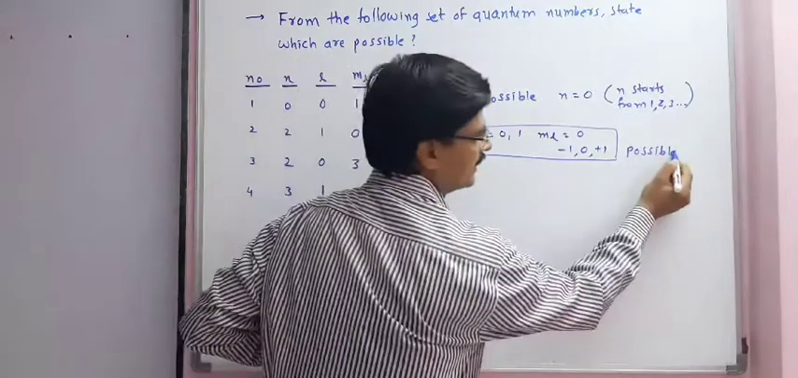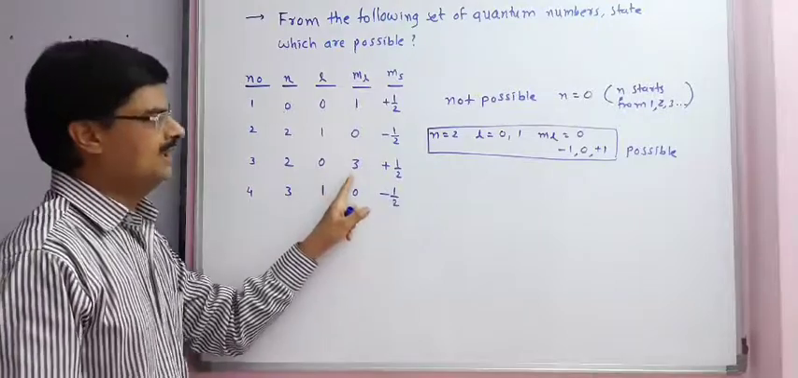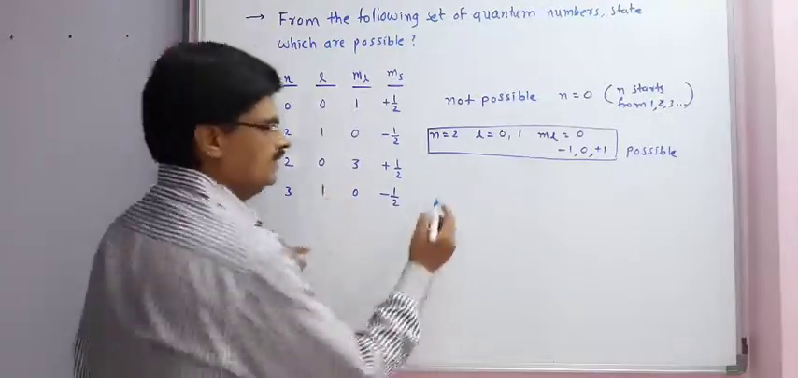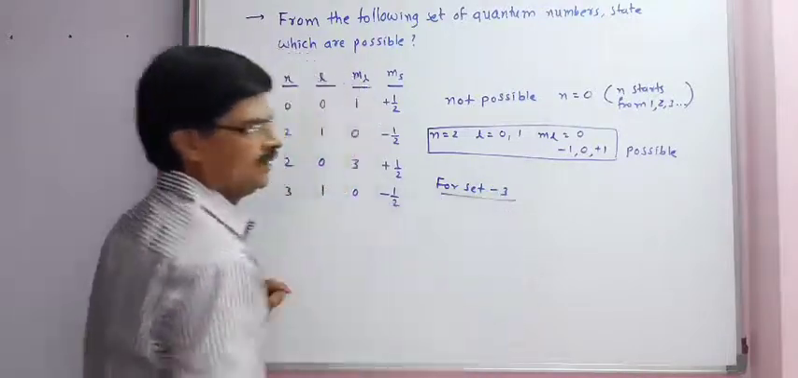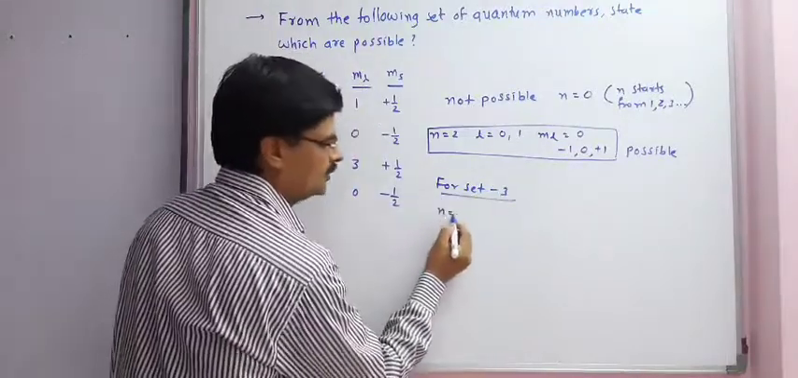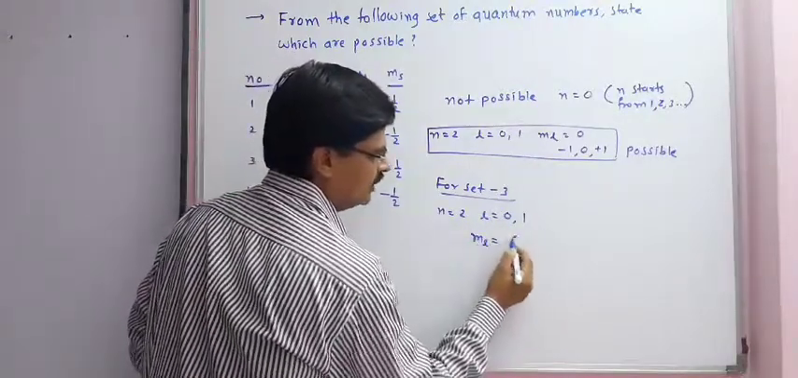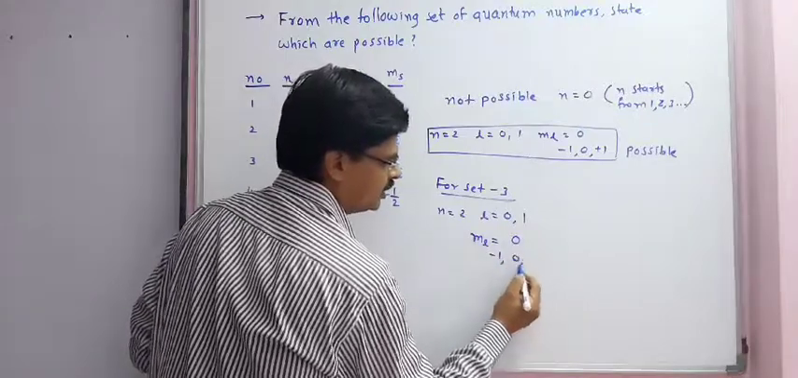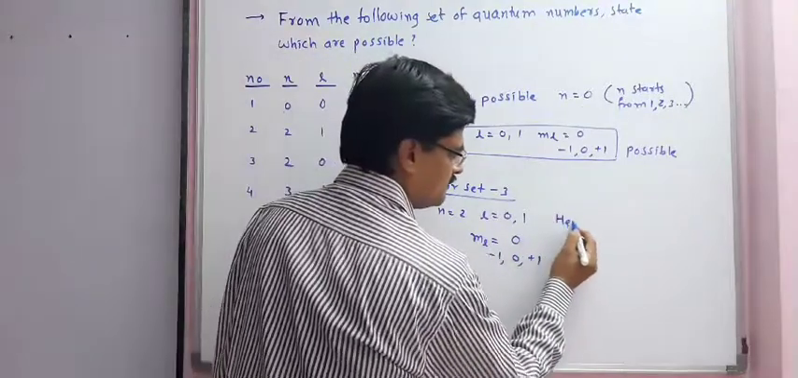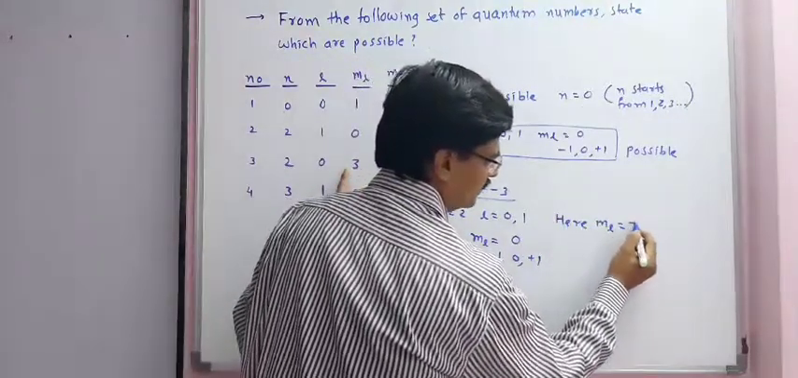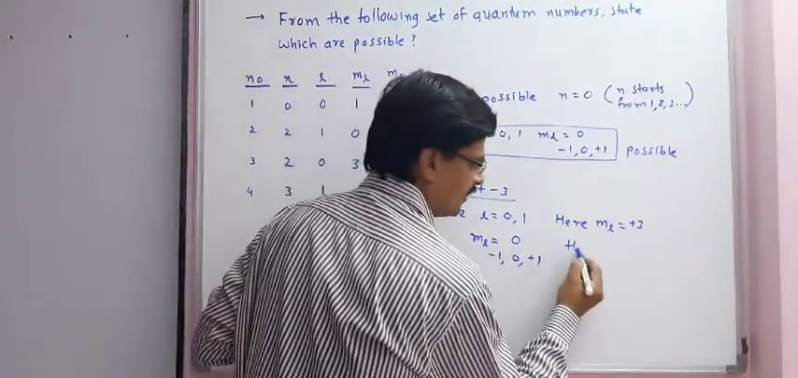Now for set number 3, n is equal to 2, l is equal to 0 and ml is equal to 3 is given. So for set 3, n is equal to 2, so L is equal to 0 and 1, and ml values are minus 1, 0 and plus 1. But here the ml value is given as 3. It means that this is not possible. This set is not possible.